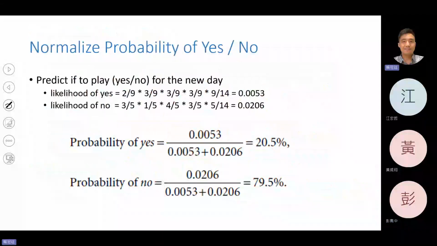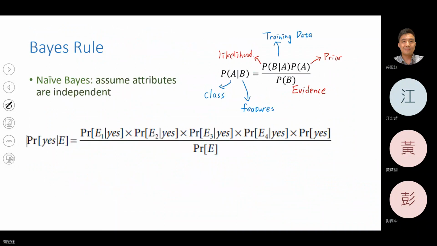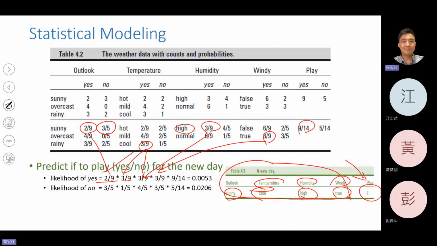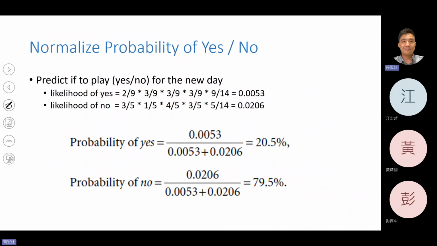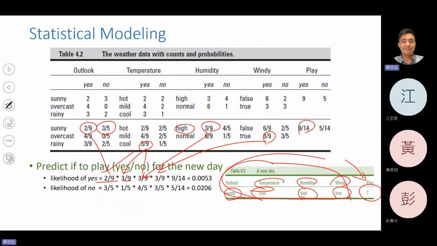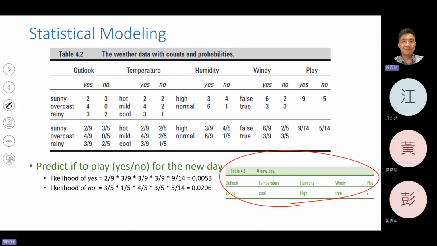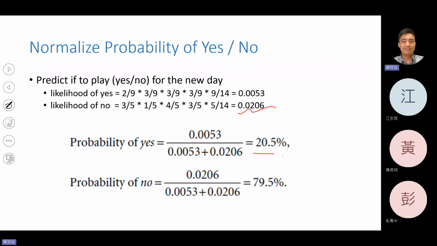So what is this method? It's actually naive Bayes. By using this approach, making a statistical model and calculating the probability of yes or no for the input data, you can see that no has a higher probability, right? Then we can normalize the result. For this input data, the probability of yes is 20.5%, and the probability of no is 79.5%.